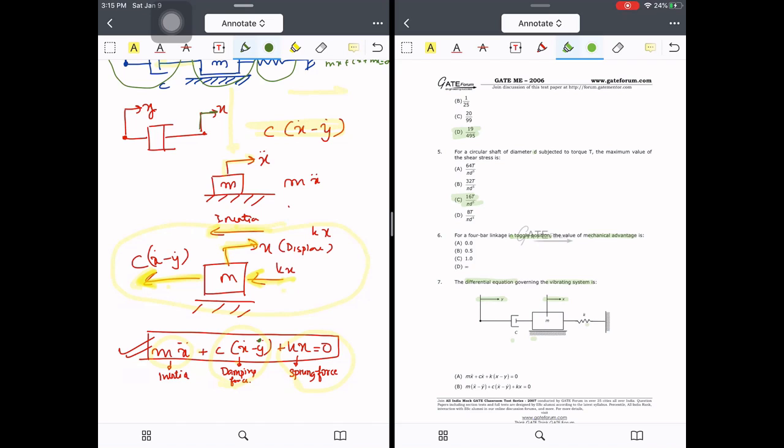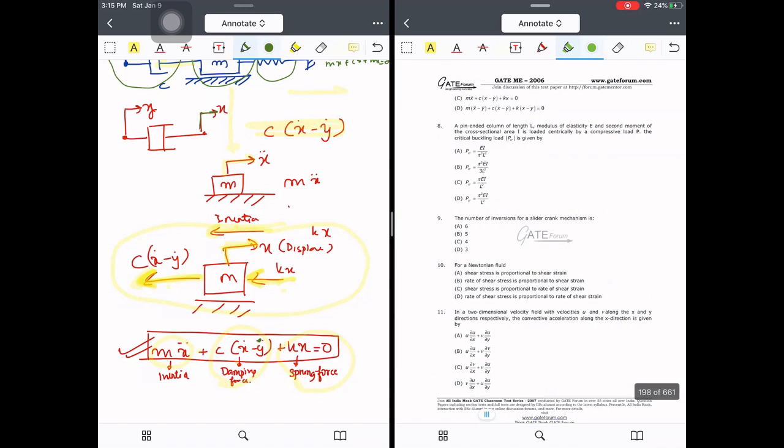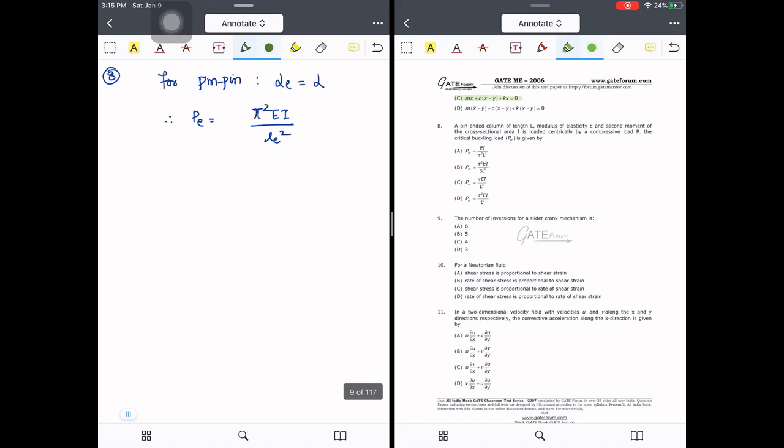So the equation of motion is m x double dot plus c times (x dot minus y dot). It is not y double dot, it is y dot. Plus kx is equal to 0. So the answer will be m x double dot plus c (x dot minus y dot) plus kx is equal to 0. This is the answer. Now question number 8.